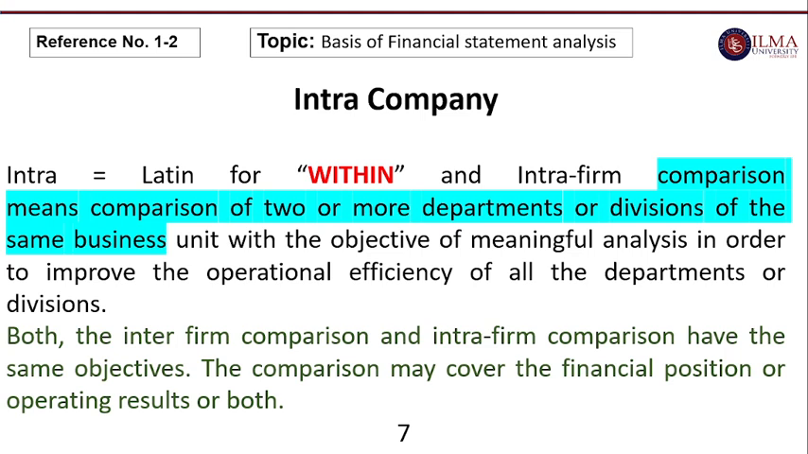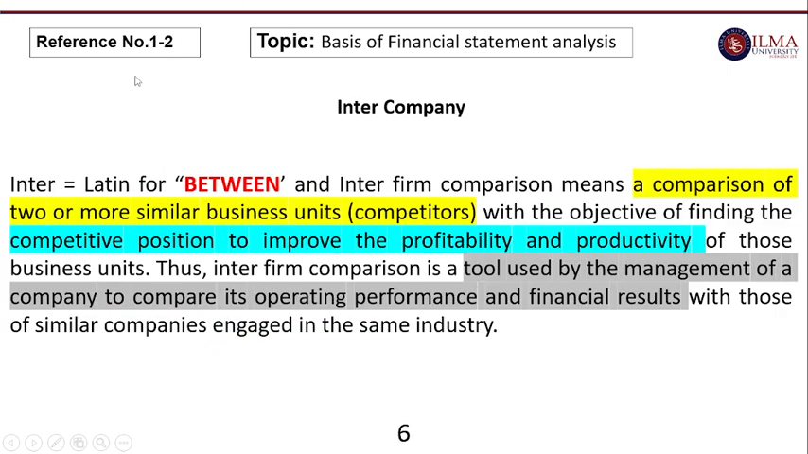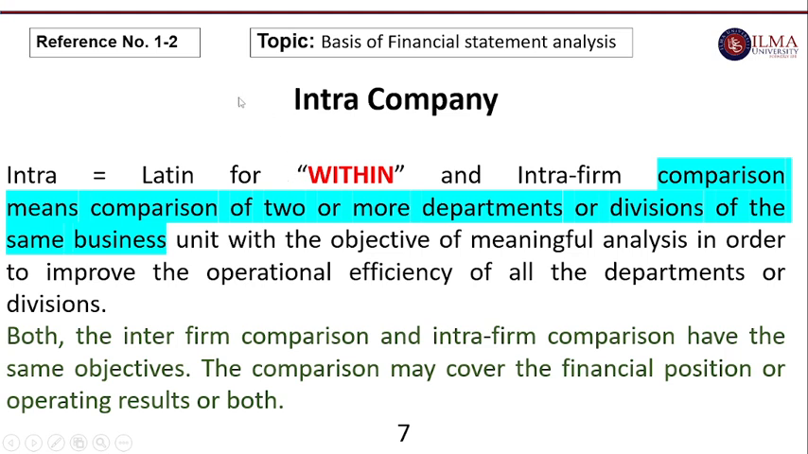Next is intracompany. What is intracompany? Intra is Latin for within, and intra comparison means a comparison of two or more departments or divisions of the same business. In the previous intercompany topic, we talked about two companies, A and B, in the same business. Over here, in intracompany, it's a single company, company A. So it says the comparison of two or more departments.